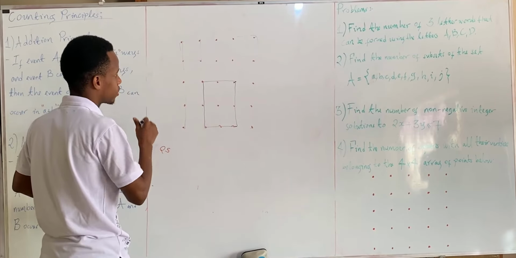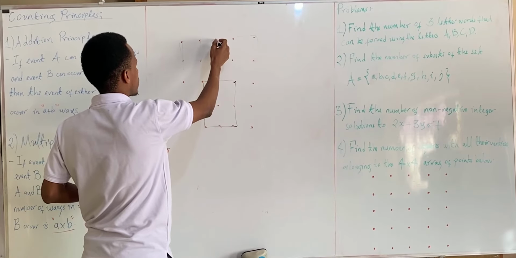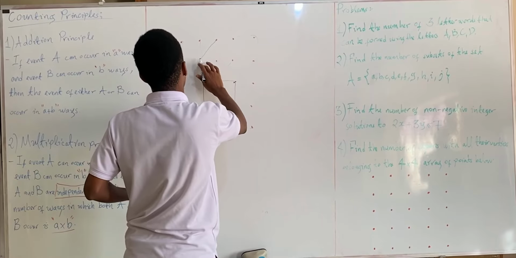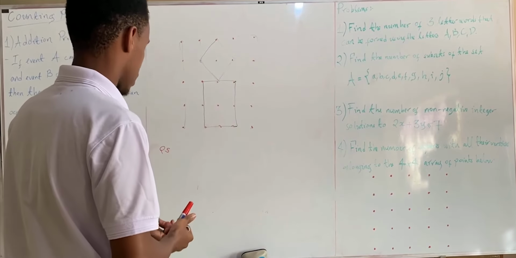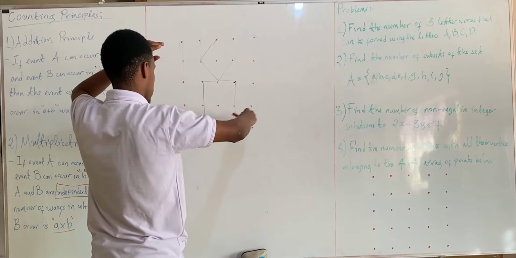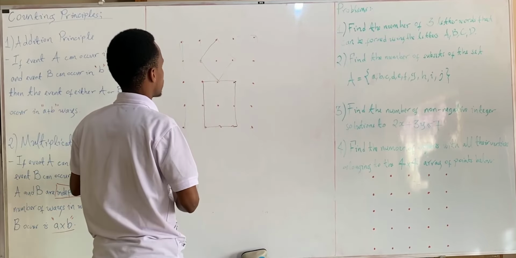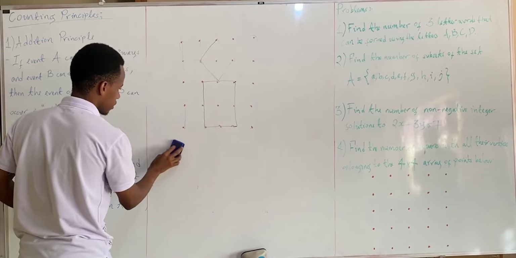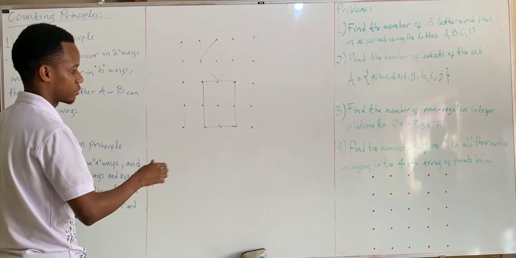And the more interesting squares are those which are maybe lying on the diagonal. For example, this square. Yeah, so not all the squares have their sides parallel to the sides of the largest square, but there are some squares which are also tilted. So we can use the addition principle here to find the total number of possible squares whose vertices are contained in that configuration.